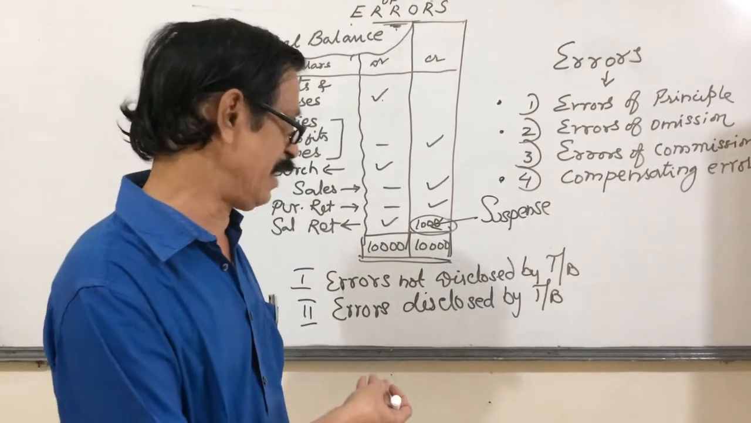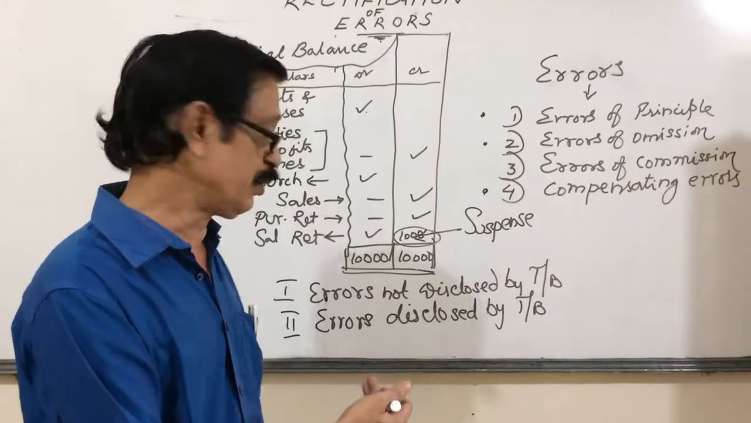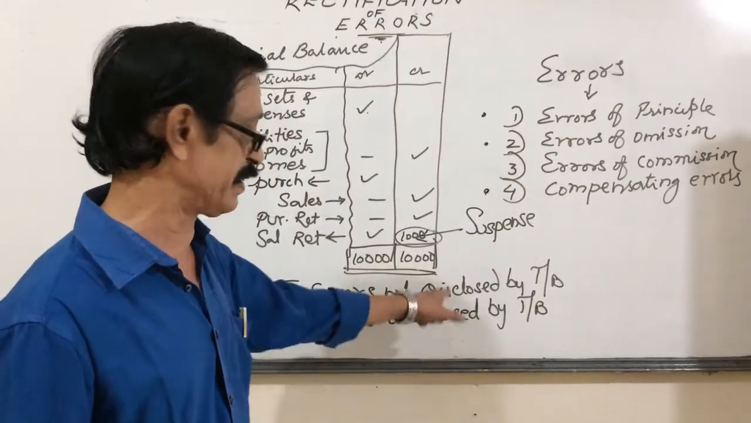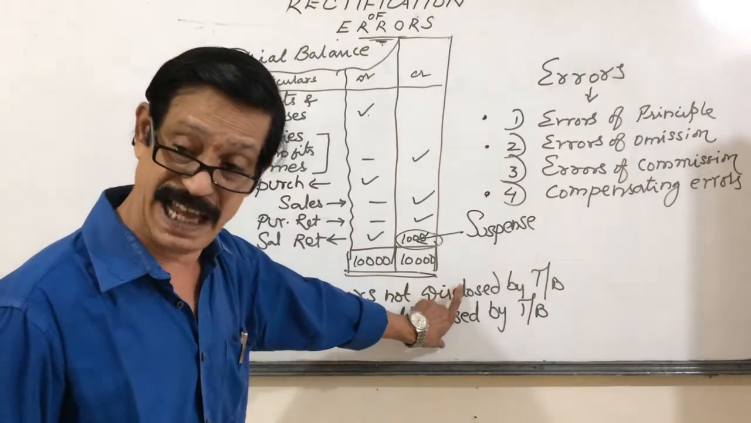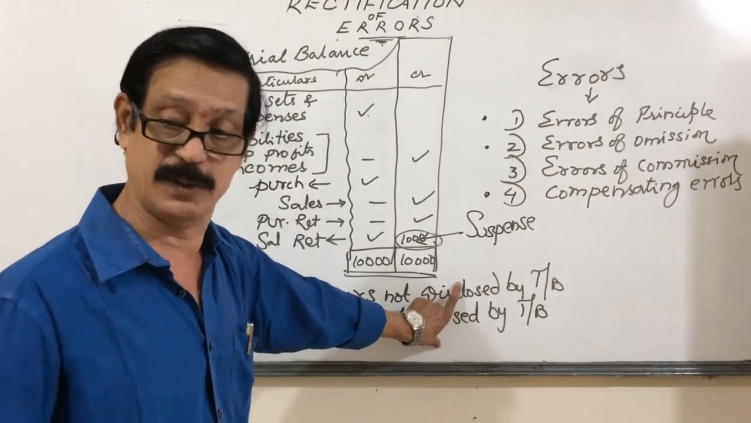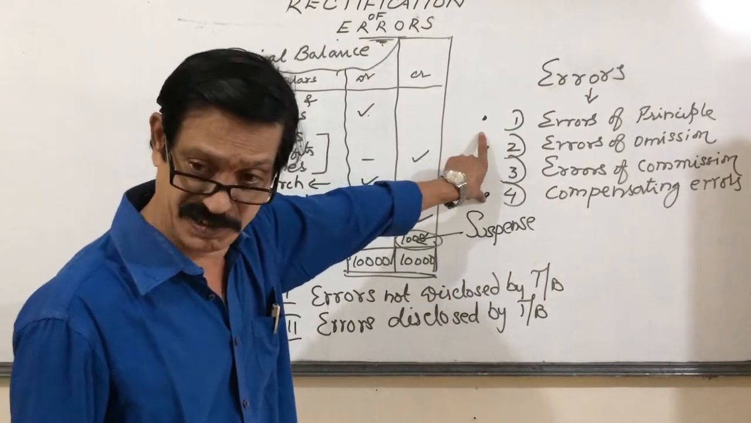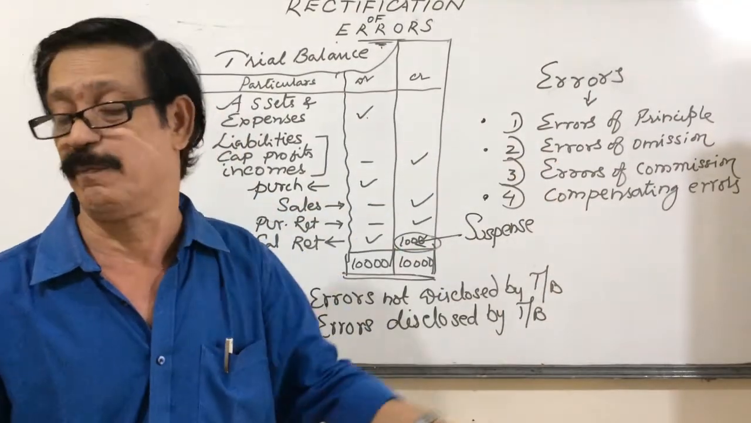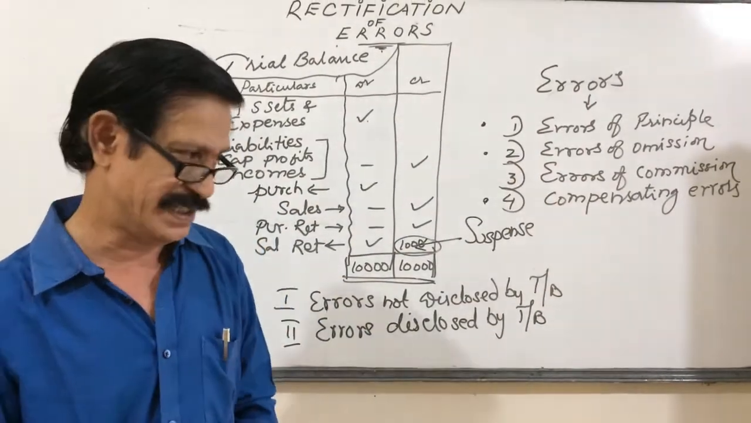Understanding? Please take down. These two are called the classification based on accounting part. This classification is called based on theoretical part. Understanding? Please take down.